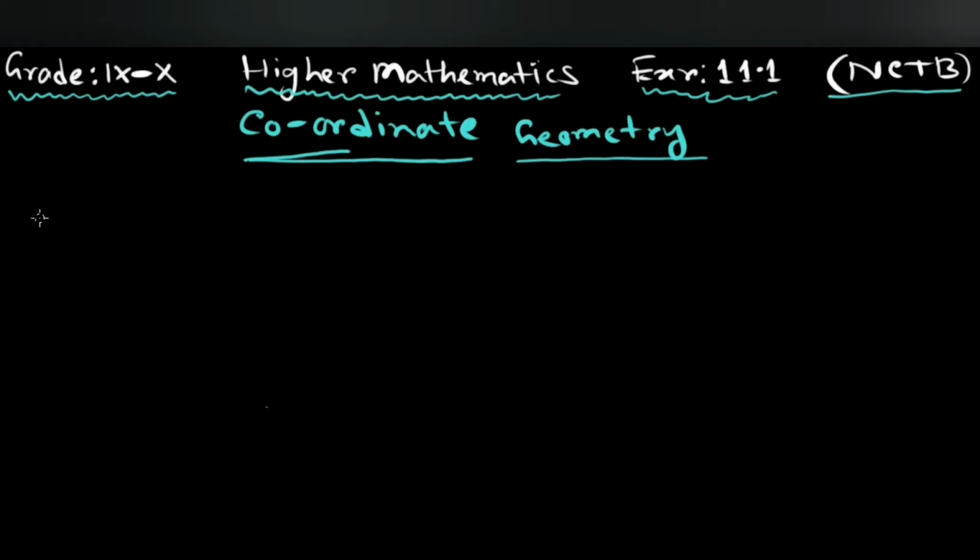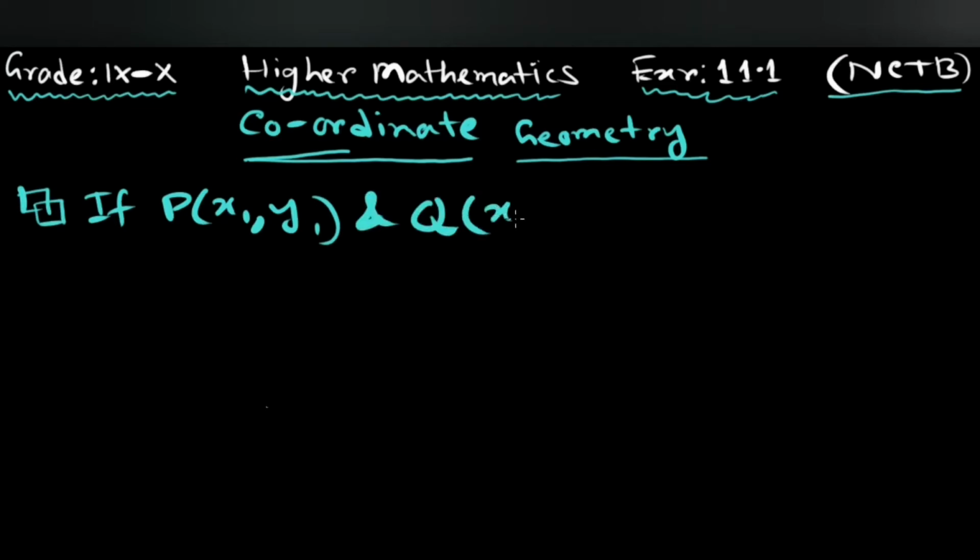First of all, we are going to learn that if the coordinates of two points are given, then we can determine the distance between those two points. Suppose one point is P, whose coordinate is x1, y1, and the other point is Q, whose coordinate is x2, y2. Then we are going to determine the distance between those two points.